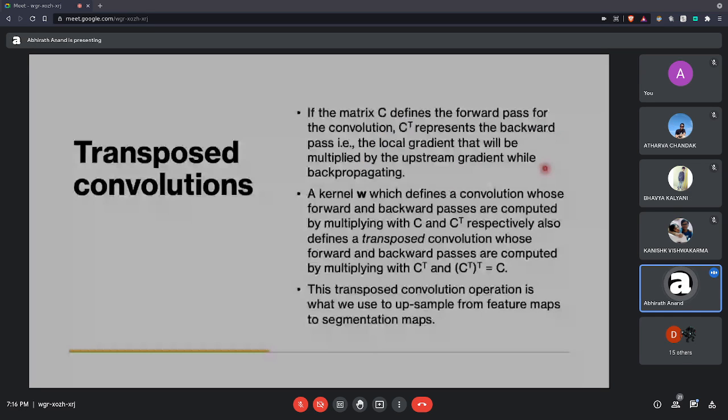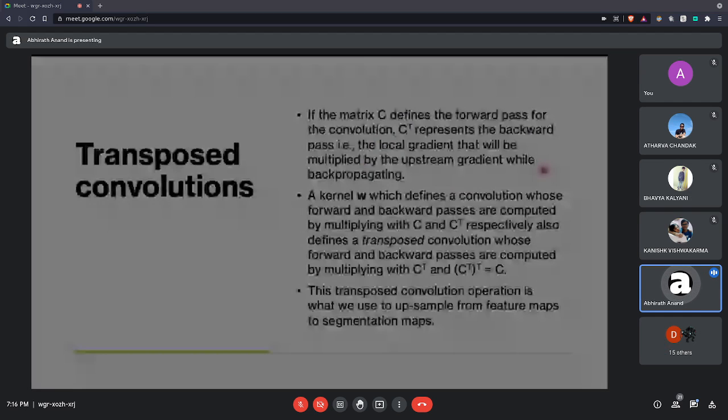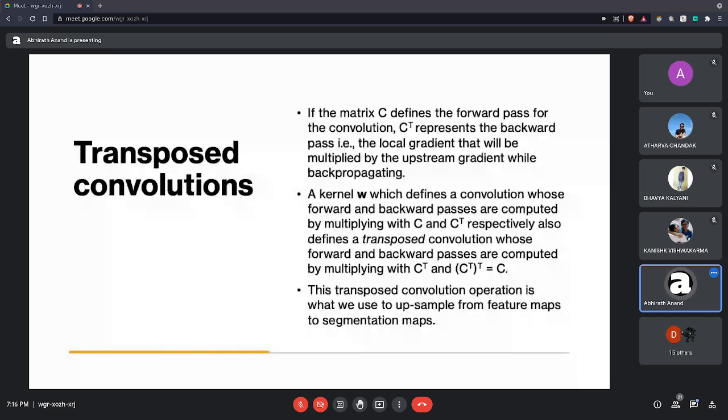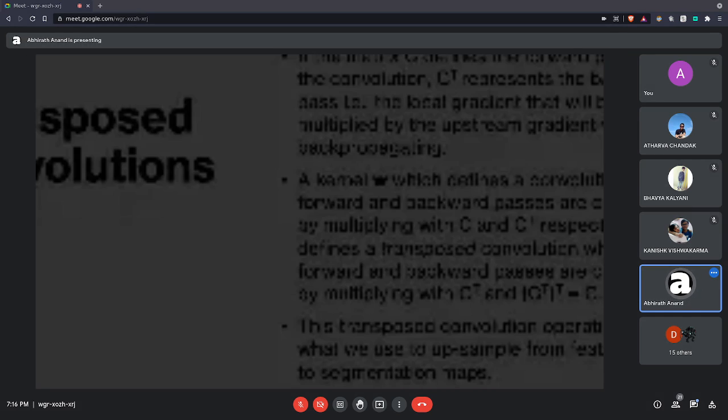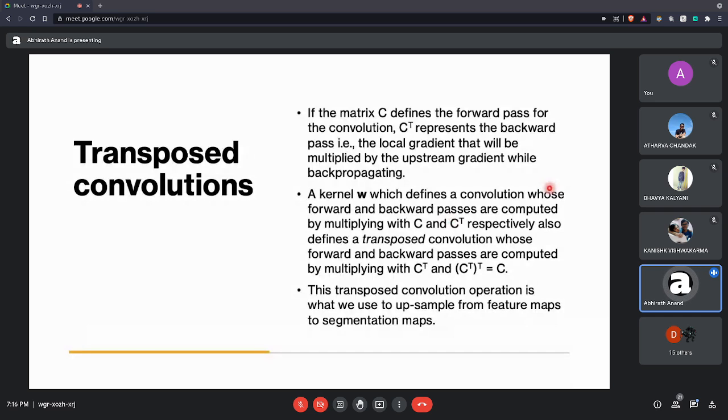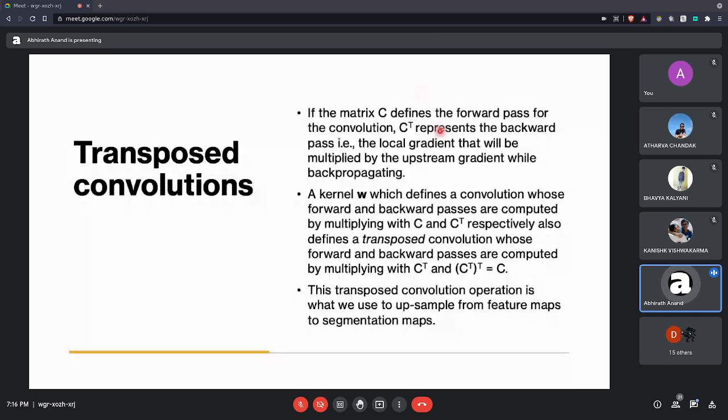while backpropagating. So I think most of you have done the Andrew Ng course, and there might have been a link to a Karpathy article which described why learning backprop is important, or something of the sort. Even the course, I think, makes use of these terms, local and upstream gradient. So the local gradient at that point is C transpose, and it is multiplied by the upstream gradient while backpropagating. So this is nice.